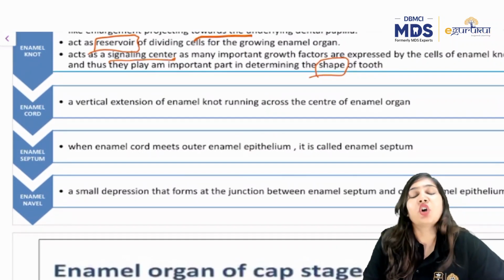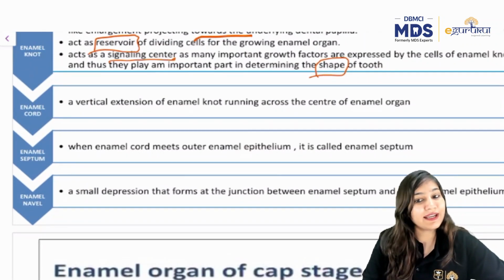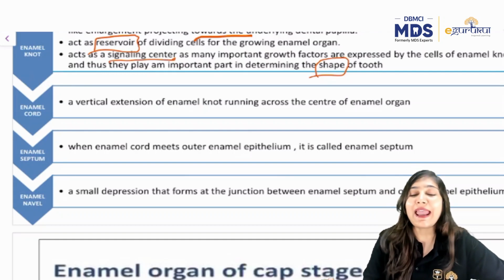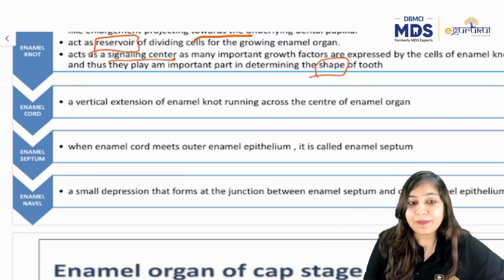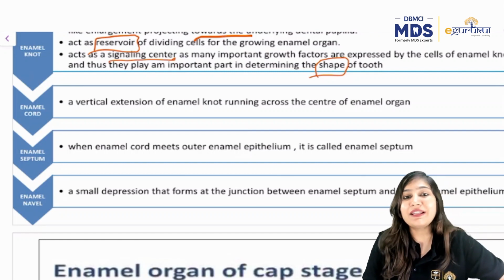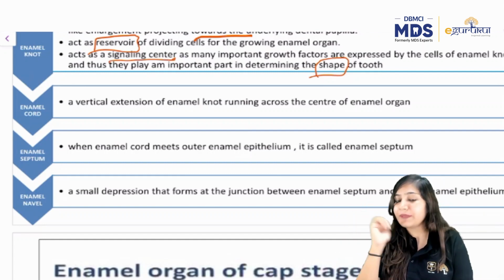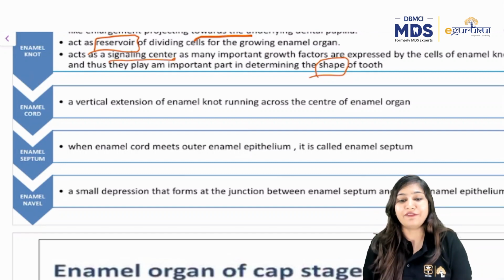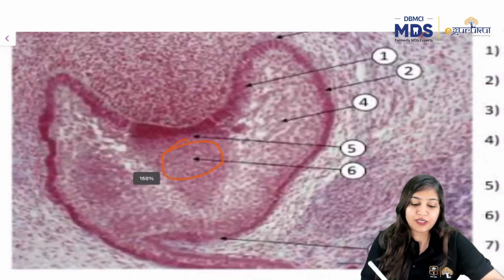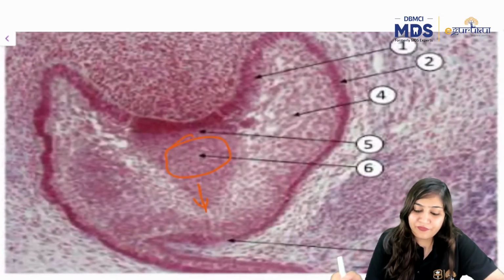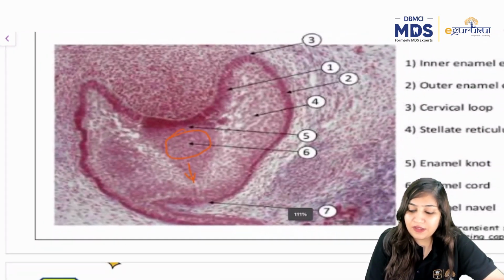Then coming to enamel cord. What is enamel cord? It is again a transient structure. Vertical extension of enamel knot running across the enamel organ. Then comes our enamel septum. When the enamel cord meets the outer enamel epithelium, it is enamel septum. And when it meets the outer enamel epithelium, a small depression will be present. That is enamel navel. So in this diagram, you can appreciate this extension is enamel cord. Number 6 is our enamel cord.